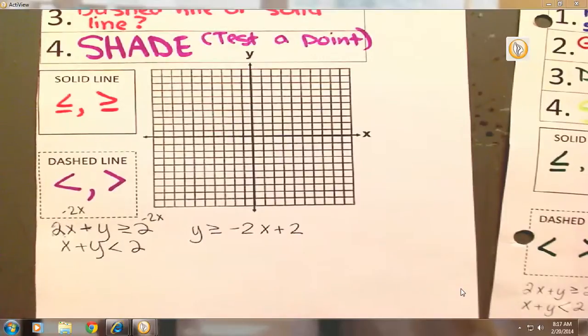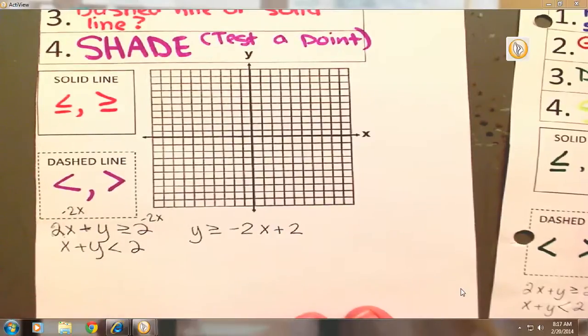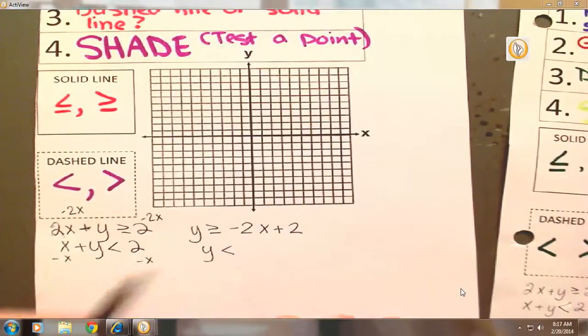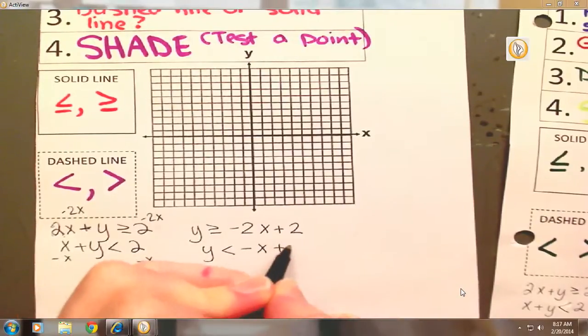Now guys, remember, if we multiply or divide by a negative number, what do we have to do to our inequality? Flip the sign. We have to flip it, and it's very important that you do that, just like we did previously. Inequality number 2, what are we going to do to put that in slope-intercept form? Subtract x. Excellent. So we have y is less than negative x plus 2.